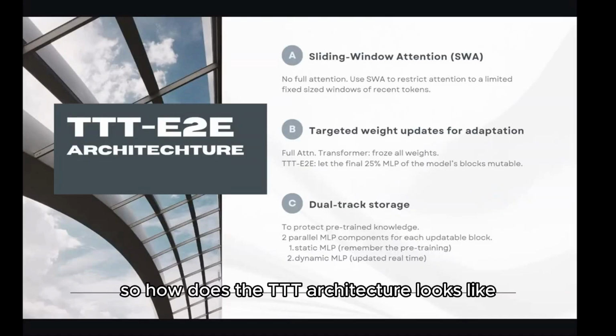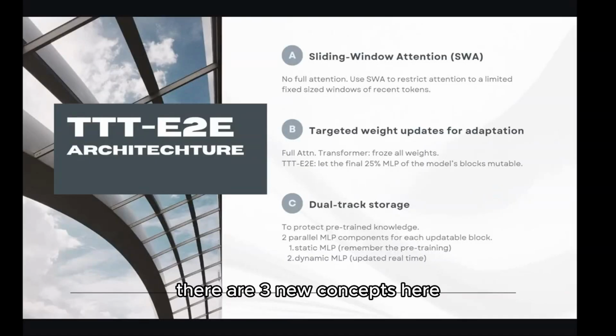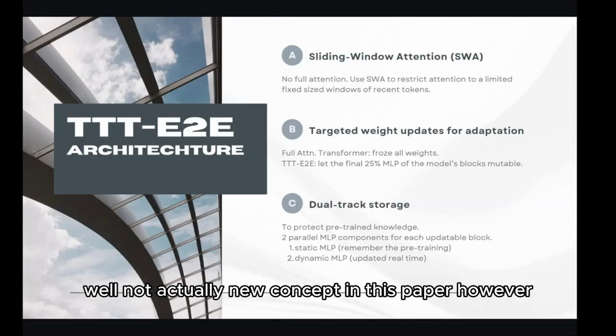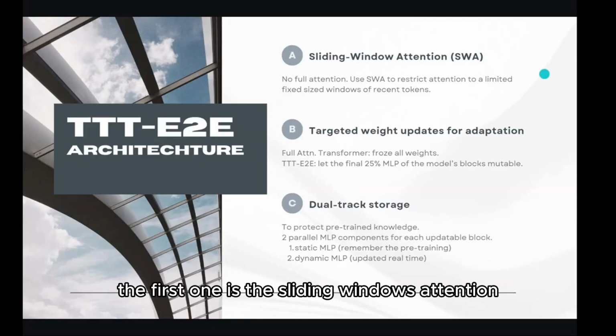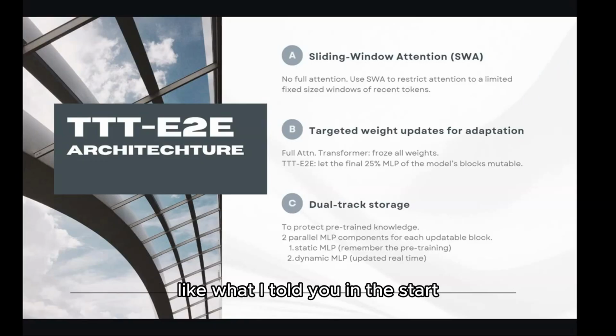So how does the TTT architecture look like? There are three new concepts here. Well, not actually new concepts in this paper. However, it's at least different from the full attention model. The first one is the sliding windows attention. Instead of full attention, like what I told you in the start, the SWA actually restricts attention to limited fixed size windows of recent tokens.